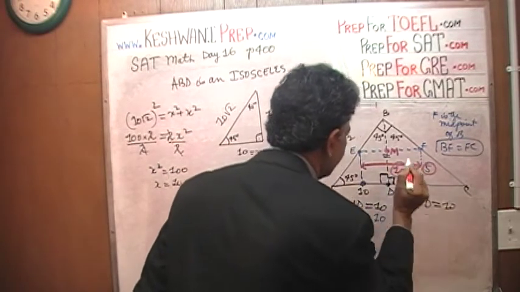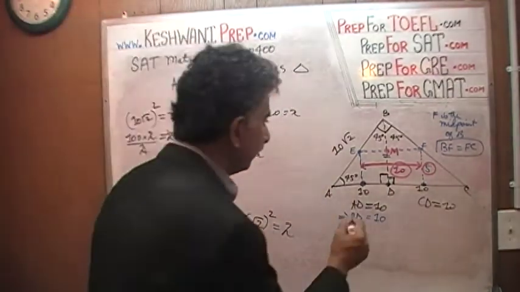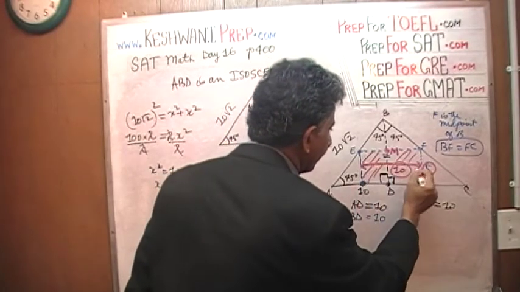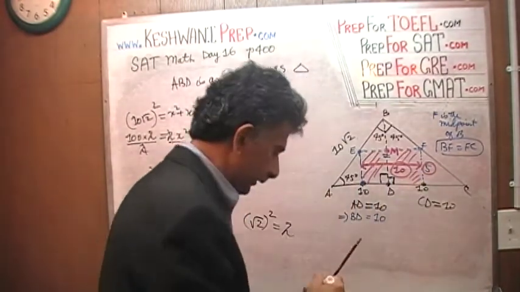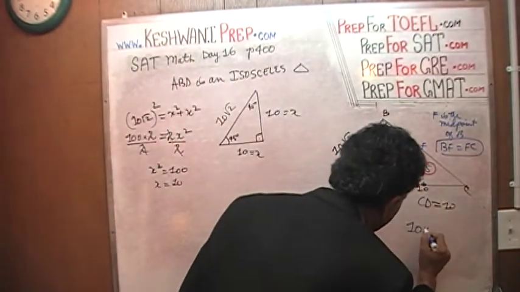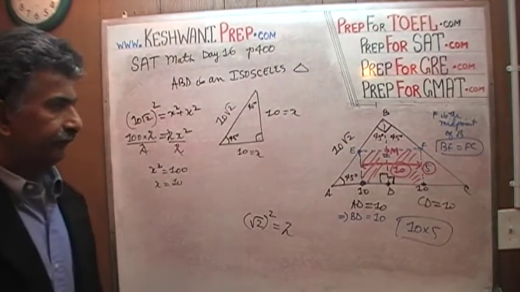This is 10. Therefore, the area of the shaded rectangle that they're talking about, right here, is simply 10 times 5. That's it, that's your answer. 10 times 5, 50. That's it, we are done.